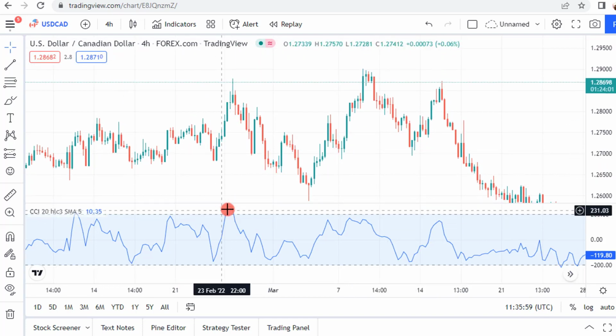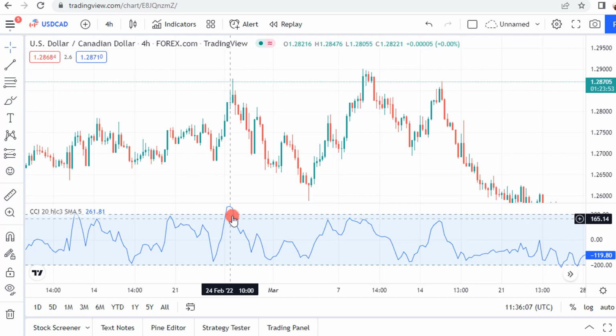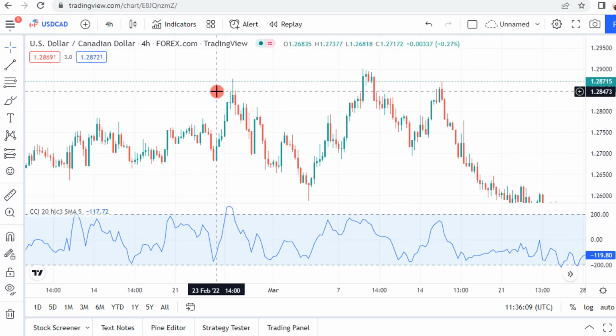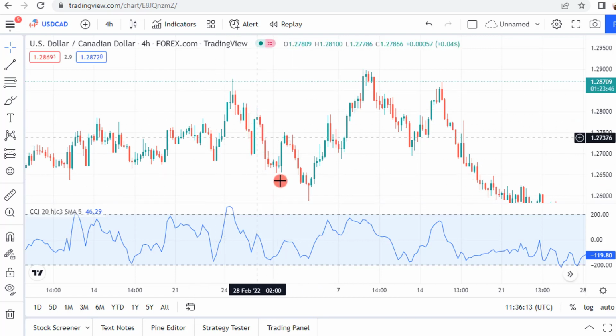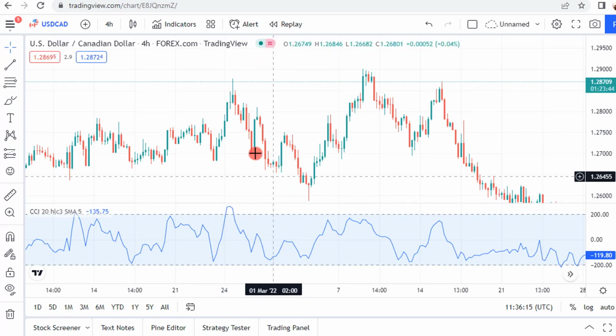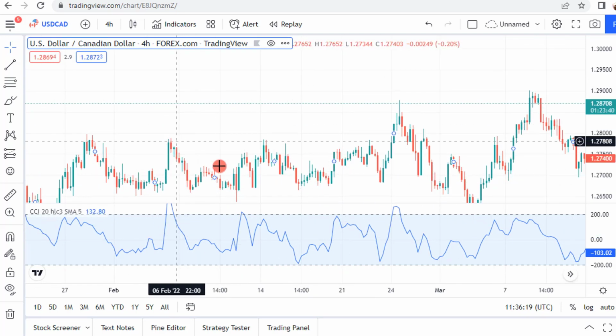In the indicator you can see that the CCI line touches the upper band, but it turns and goes downtrend again. And we can see the market also went down. So there are so many placements where you can see when the CCI line goes down, the market also goes down, and when the CCI line goes up, the market also goes up.